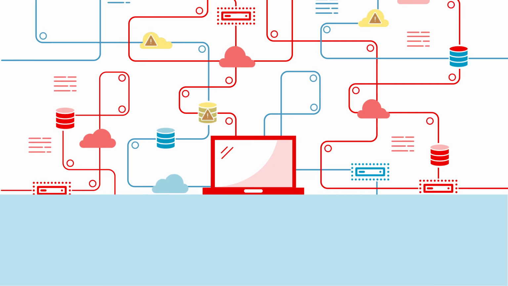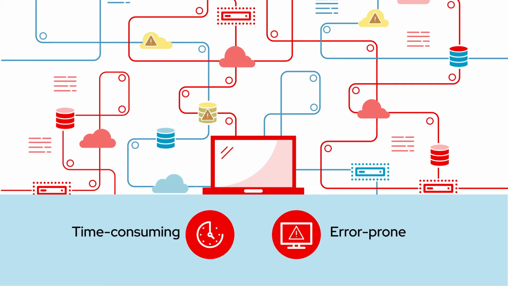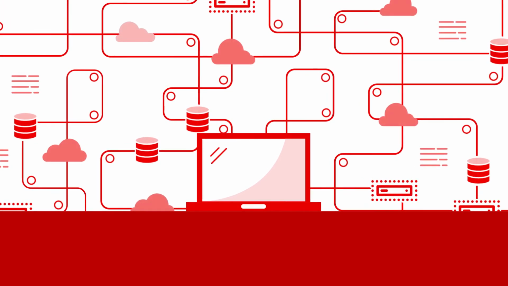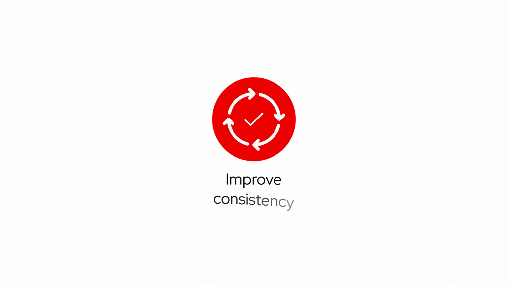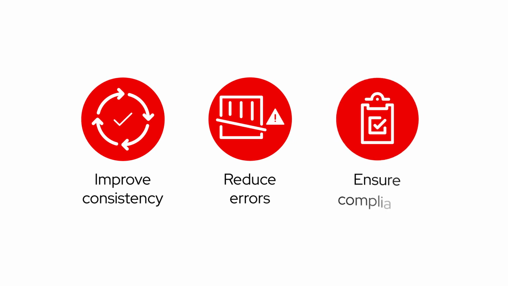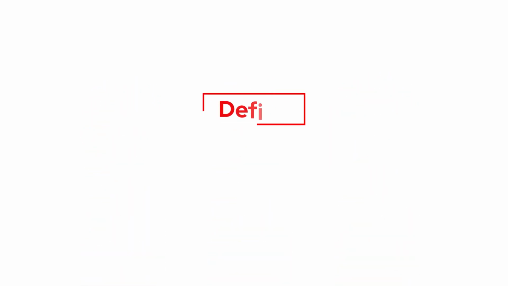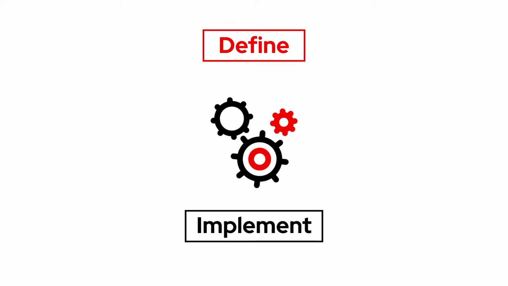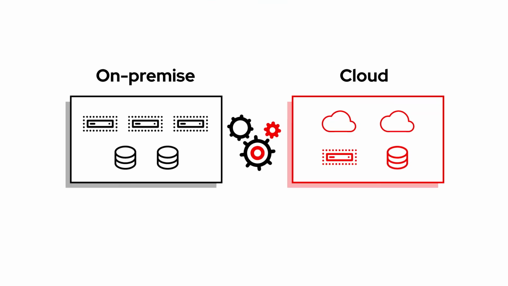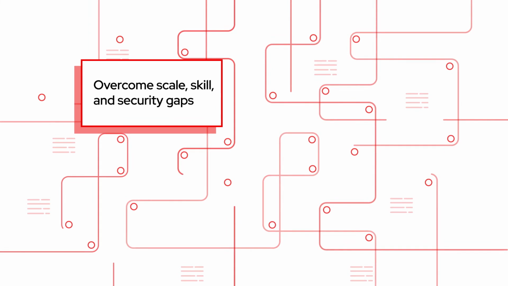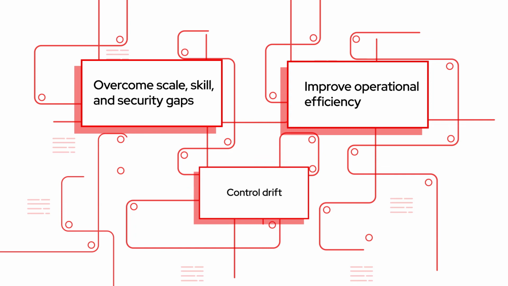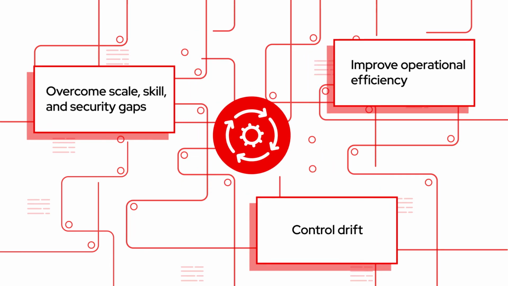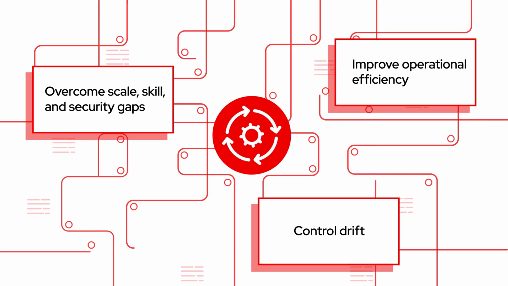Unlike manual processes that are time-consuming and error-prone, Red Hat Smart Management enables you to quickly identify security vulnerabilities and patch thousands of systems in minutes. Improve consistency, reduce errors, and ensure compliance with the ability to define and implement a standard operating environment across on-premise and cloud environments. Overcome scale, skill, and security gaps. Improve operational efficiency and control drift, all through automation of your infrastructure lifecycle management.